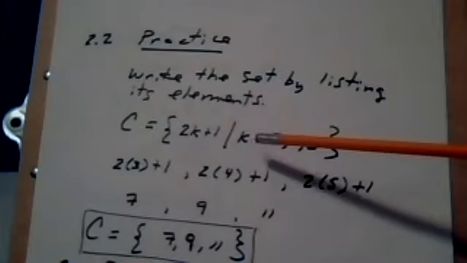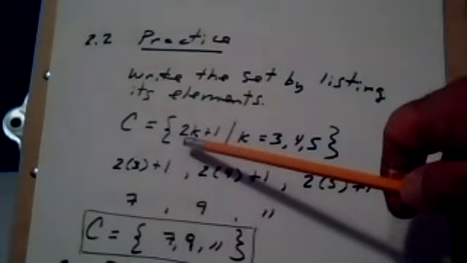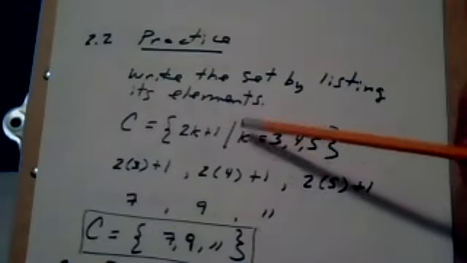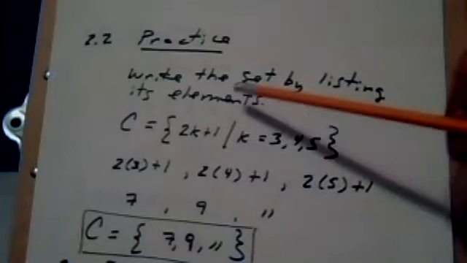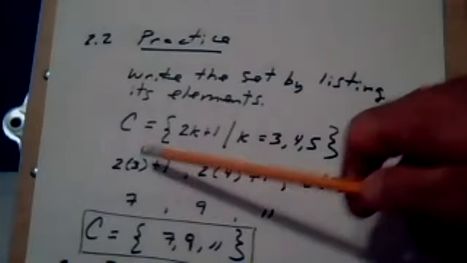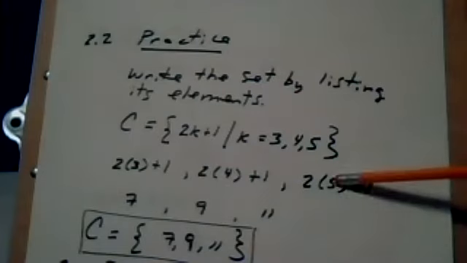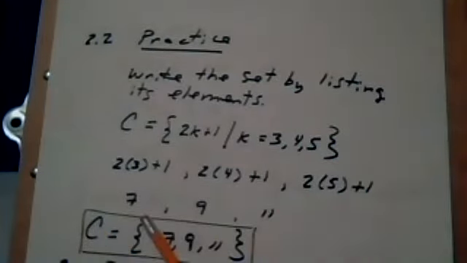So the members of this set are 2k plus 1 such that the k is going to be a 3, a 4, and a 5. So you substitute the 3, the 4, and the 5. They take turns one at a time. 3, 4, 5 for the k. Simplify. It generates these numbers, 7, 9, and 11. So if you want to see who the members are, they are 7, 9, and 11. Here they're being listed.